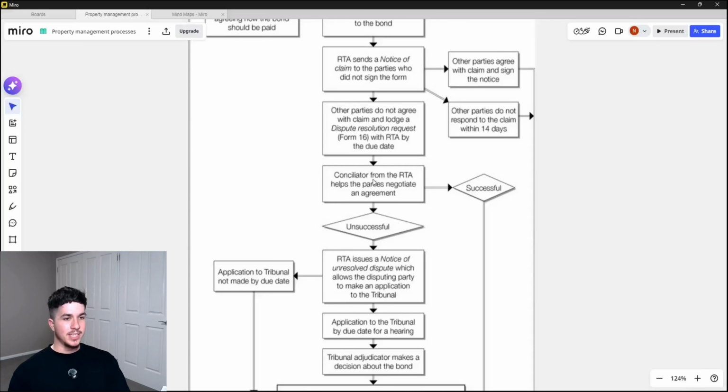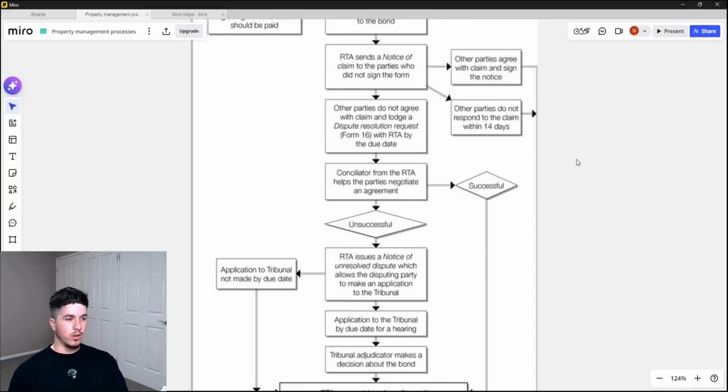From there, the conciliator from the RTA helps the parties negotiate an agreement. Now, the thing is, they can't push for an agreement. They are not siding on the property manager's side or the tenant's side as much as people like to think they are. From my experience, the RTA has actually been very professional and well-spoken across the board and quite helpful. The thing to remember is that they're also not a magistrate. They do not have the power to refund a bond. They are simply trying to help the tenant and the property manager come to a resolution without going to court.